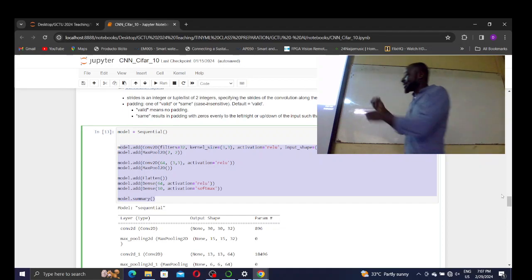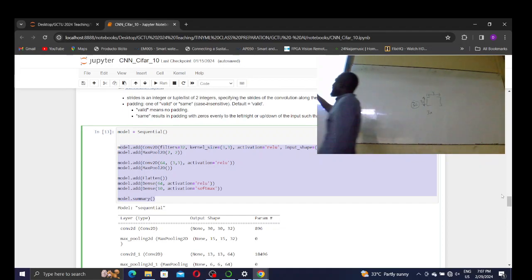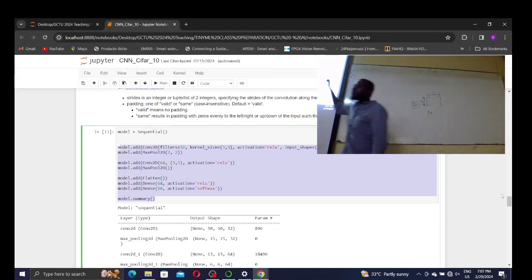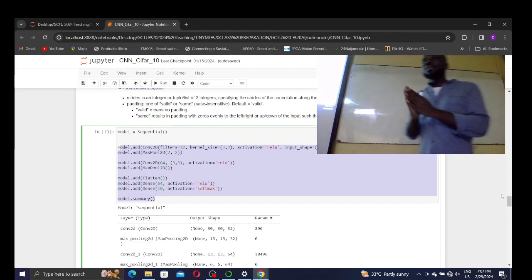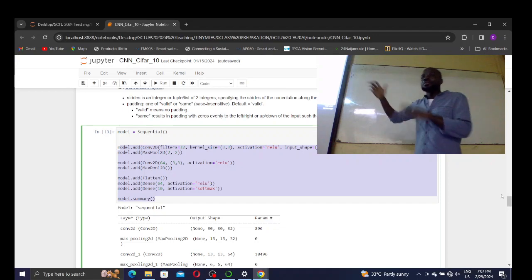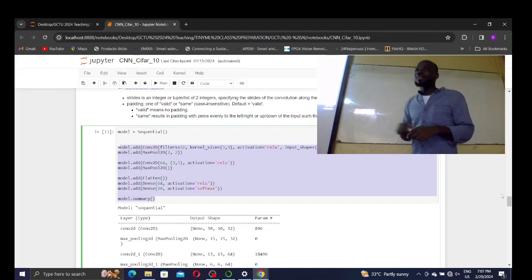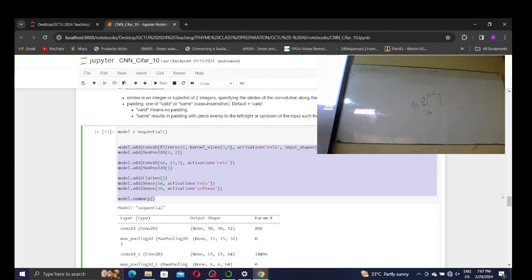So pay attention. Then I have the activation, which is ReLU, and the input shape is 32 by 32 by 3. You understand why that is? I said the CIFAR images are 32 by 32, and the 3 is the channel, the red, green, blue channels. So 32 by 32 by 3. After I've done that, I have what is known as max pooling. So I do model.add a 2 by 2 max pool.